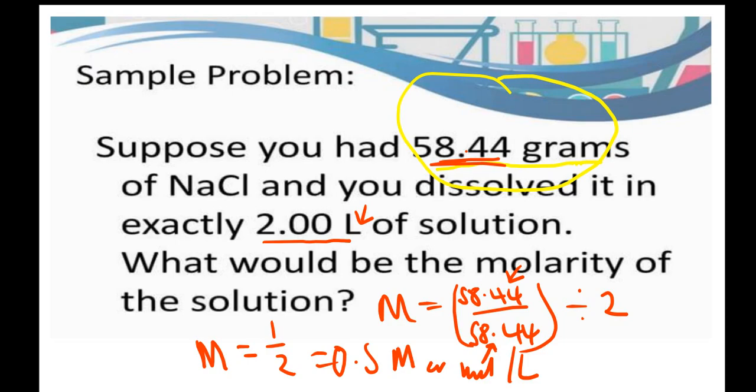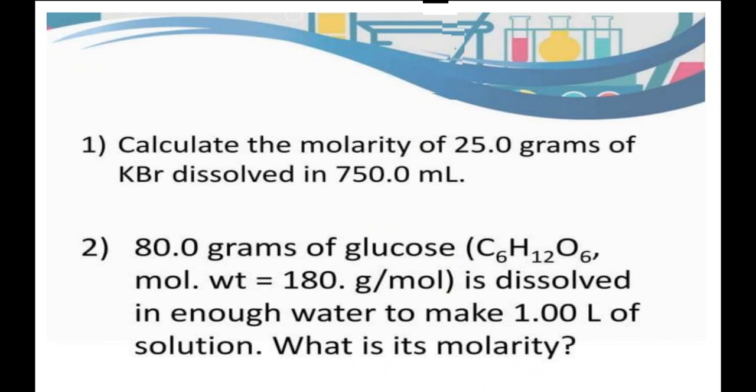Okay, so next we look at yet another example. Here I'm saying calculate the molarity of 25.0 grams of KBr. So we just have to know the molar mass of that KBr. So the molar mass of KBr, you have to go to your periodic table and check the molar mass of potassium and the molar mass of bromine, and then you add them.